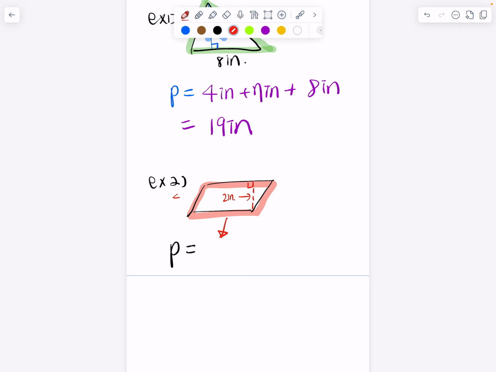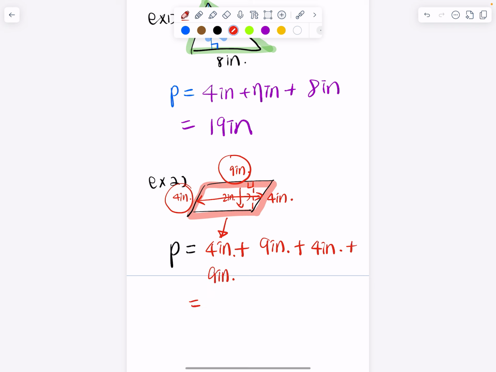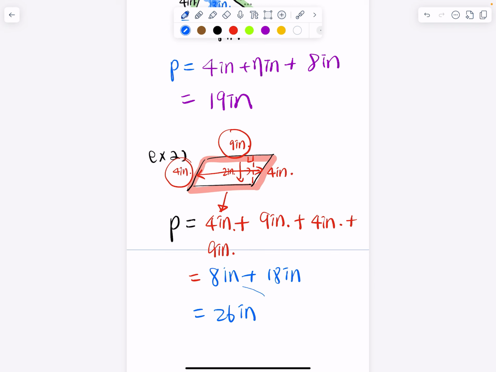So again, for this one, I'm going to make this up. Okay, so 4 inches and 9 inches. What's the perimeter? You're adding 4 inches, 9 inches. That's not it. There's another 4 inches here because they're opposite sides, right? You guys have to keep thinking. You should never stop thinking when you're doing your math. And then the opposite one is another 9 inches. What does that give you? It gives you 8 inches plus 18 inches, which is 26 inches in total.